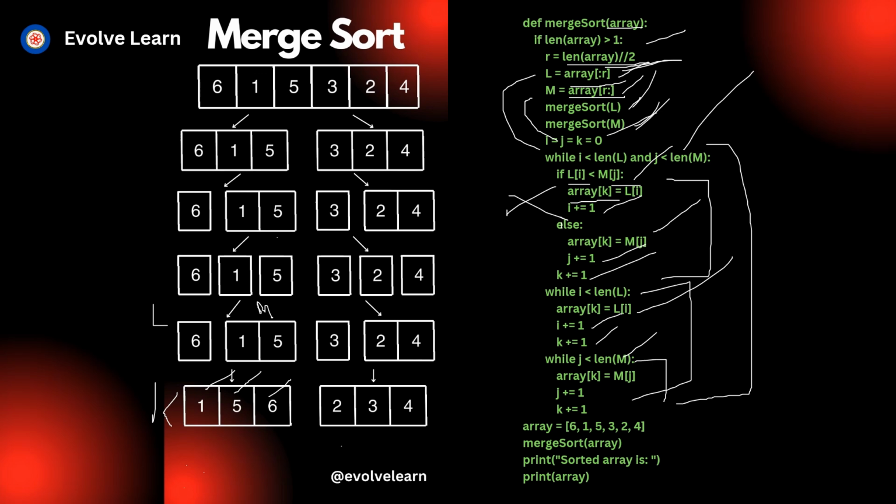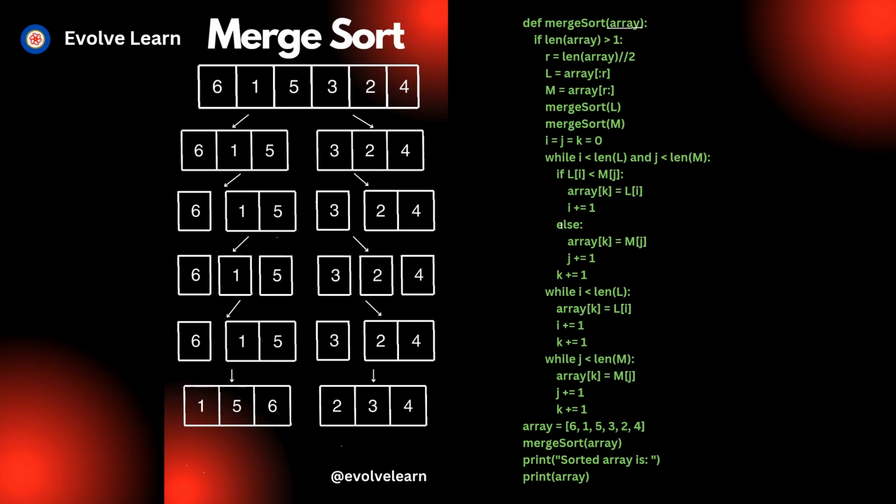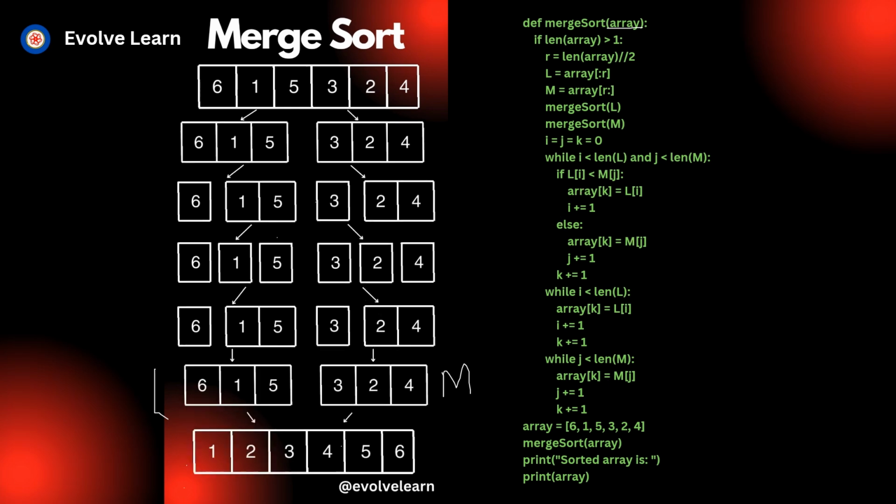This is the code. Next, we consider this as L and this as M, and we go through the same process until we get a sorted array. Let's see this in the animation video. We get a final sorted array, which is K. Here we get the final sorted array, that is 1, 2, 3, 4, 5, 6.